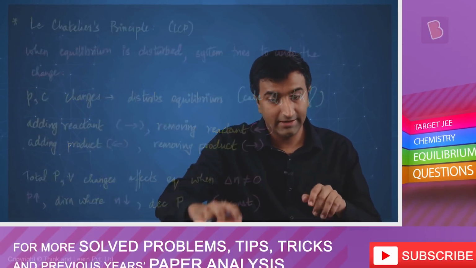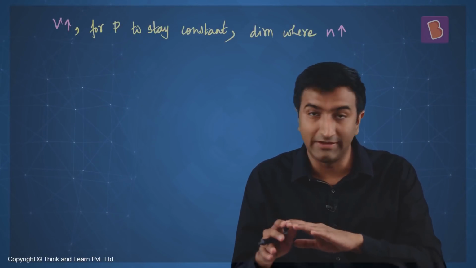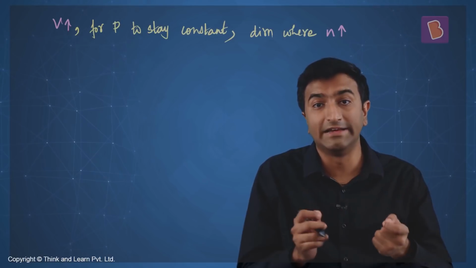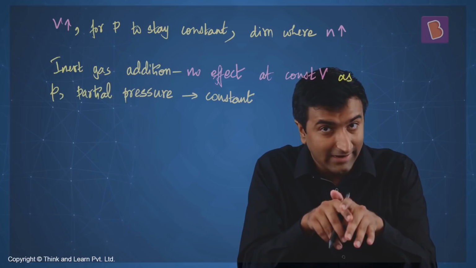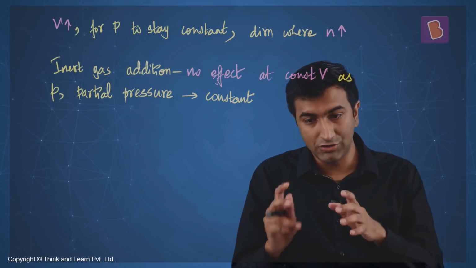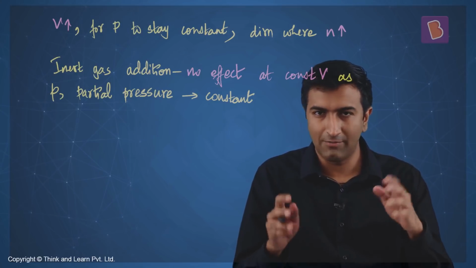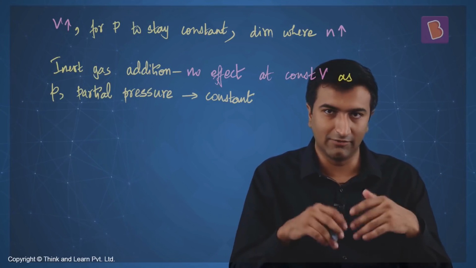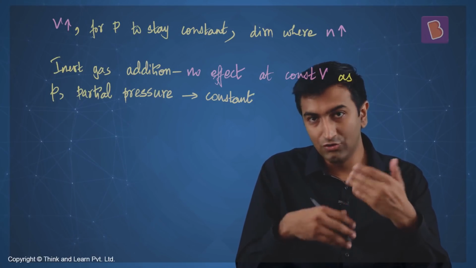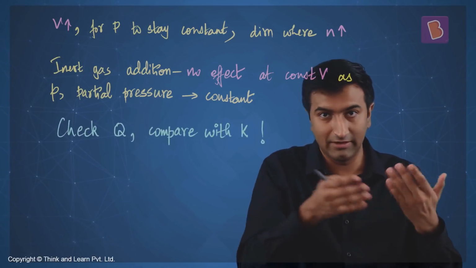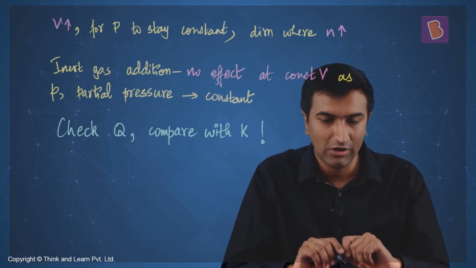All right. The next idea is that if the volume increases, now for pressure to stay constant, this moves in a direction where the number of moles increases. That's a simple idea. Now, inert gas addition has no effect at constant volume, as the partial pressure does not change. And you can figure out what happens at constant pressure. There is an effect. You can calculate that by setting up a new equilibrium, figuring out Q, whether it's greater than or less than K, and get where the reaction will go.